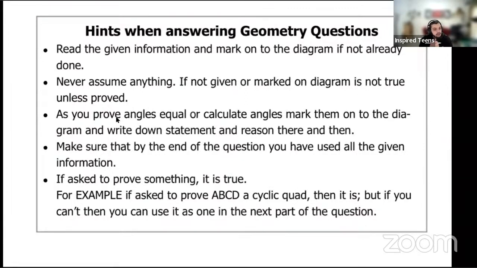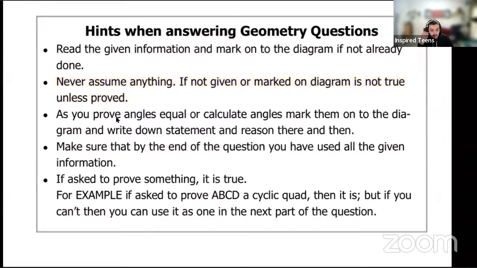That's number one. Number two, never assume anything. If not given or marked on the diagram, it is not true unless proven. This is very, very important. This is an issue that many people have: assuming things. Never assume anything.